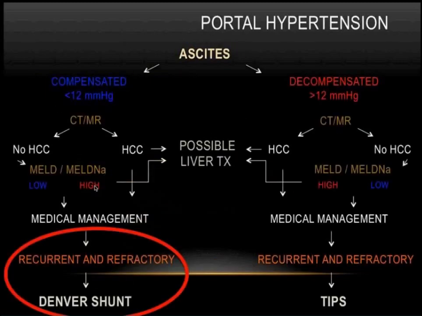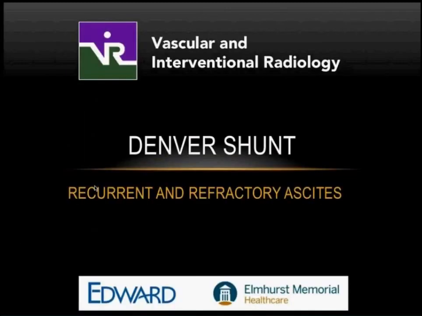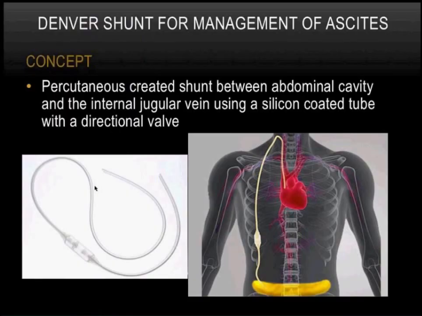So I want to talk a little bit about the Denver shunt in the management of ascites in a patient with decompensated portal hypertension. So what is the Denver shunt? Denver shunt is basically a percutaneous shunt that you create between the peritoneal cavity and the venous system. Basically, it's kind of the same thing as placing a permanent dialysis catheter and a catheter in the abdomen, with both together.